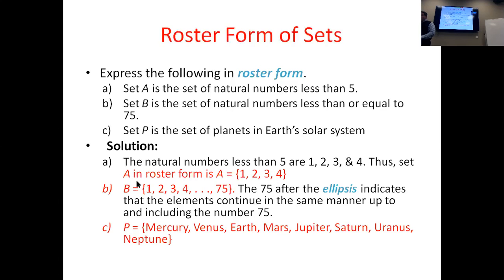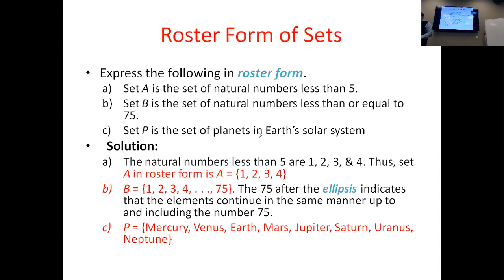Okay. It says set B is a set of natural numbers less than or equal to 75. But you don't need to write all the numbers. Again, B equals braces, 1, 2, 3, 4, comma, then we put the 3 ellipses, 3 dots, all the way including 75, because this time it says less than or equal to 75.